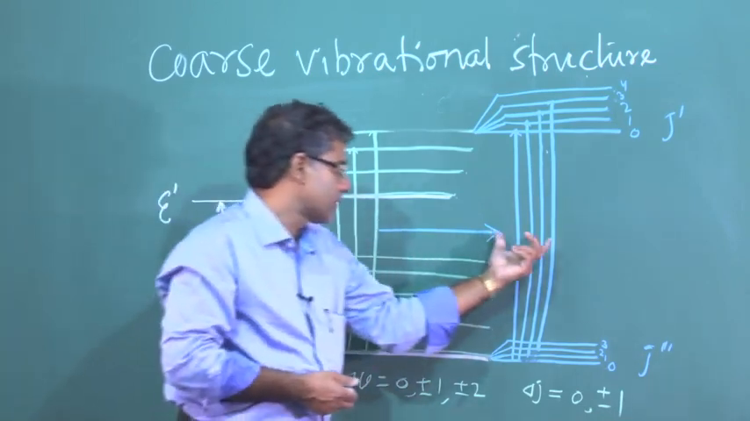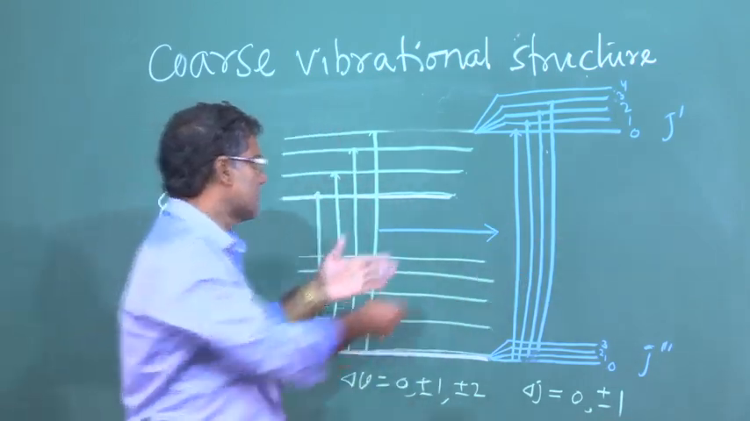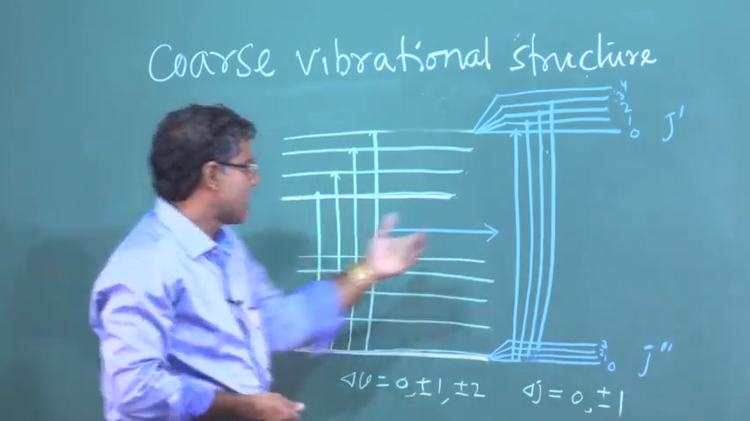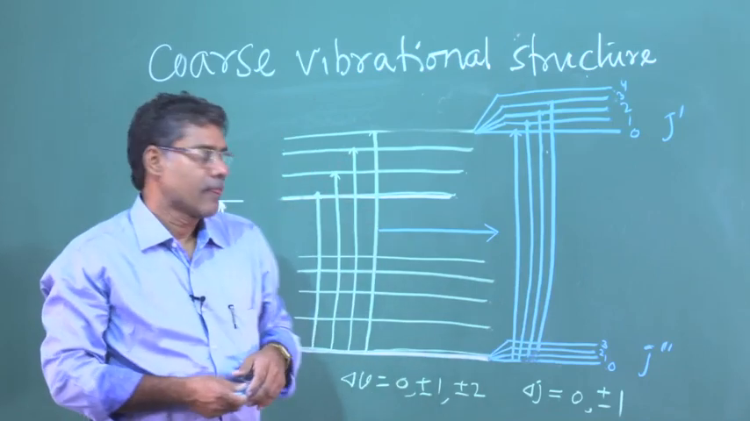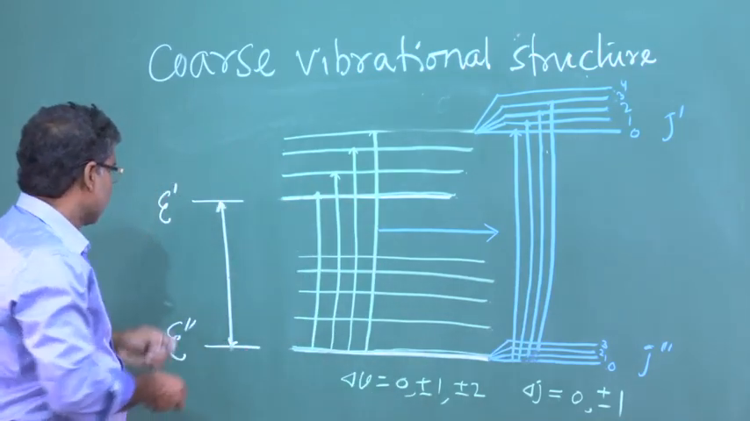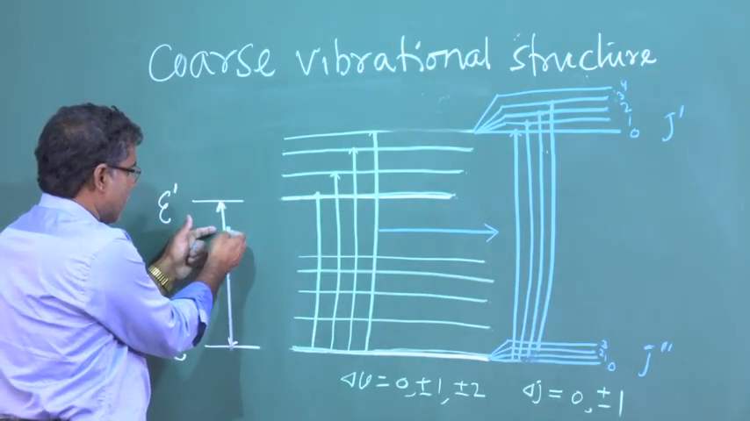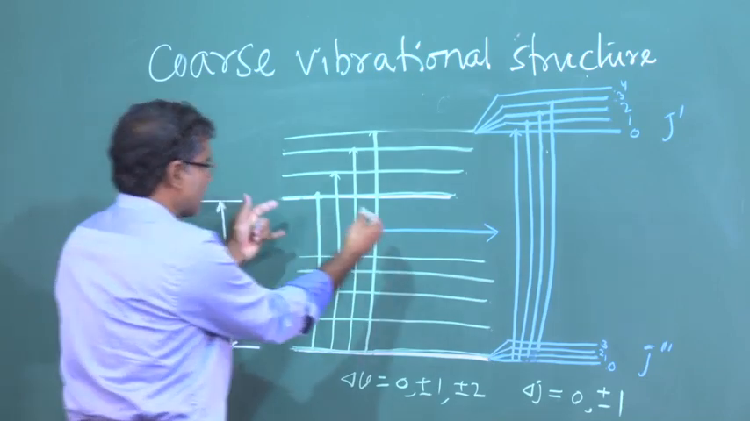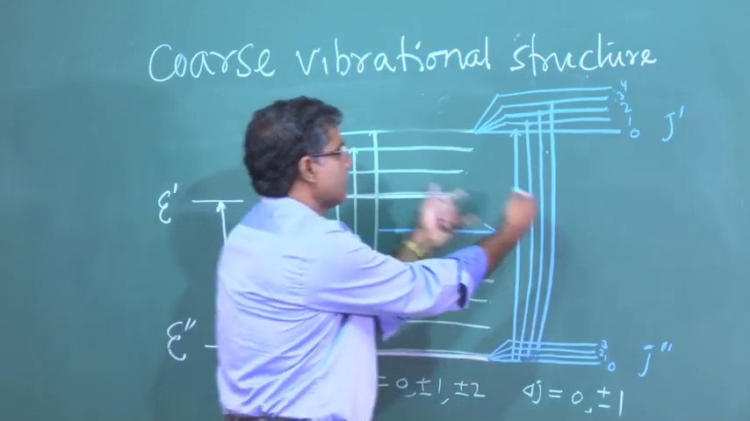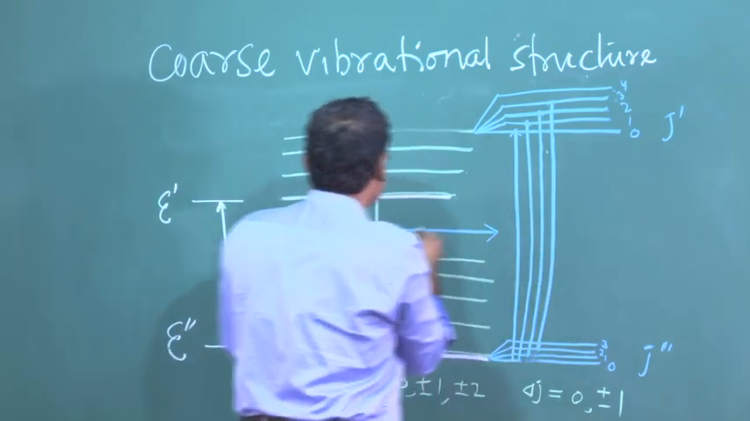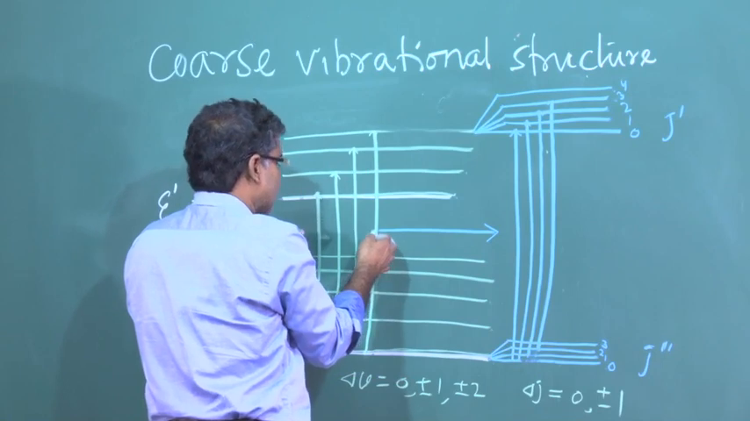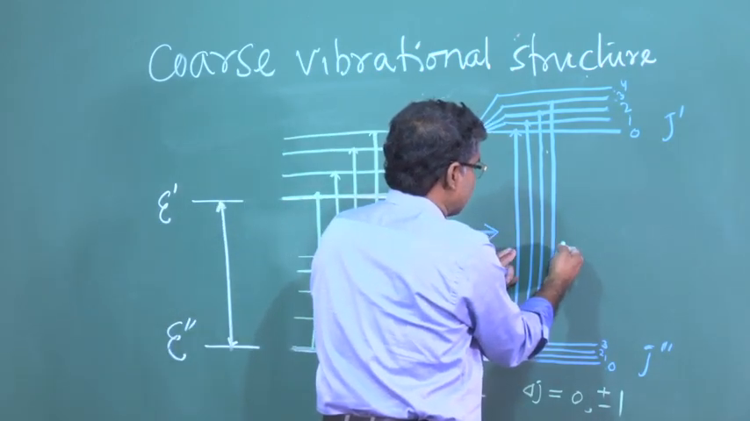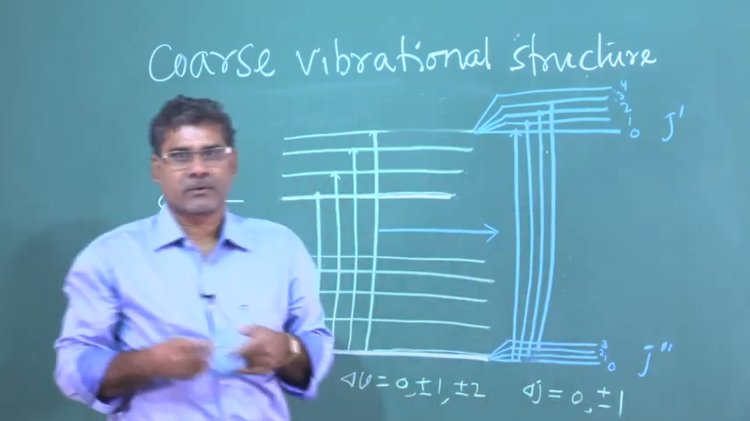So, that is because of the rotation. This structure is called the fine structure, due to rotation of the molecule. Okay. So ultimately, this is not a single line; it has a coarse structure and then it has a fine structure. Coarse structure is because of the vibration of the molecule and this fine structure is because of the rotation of the molecule. Okay.